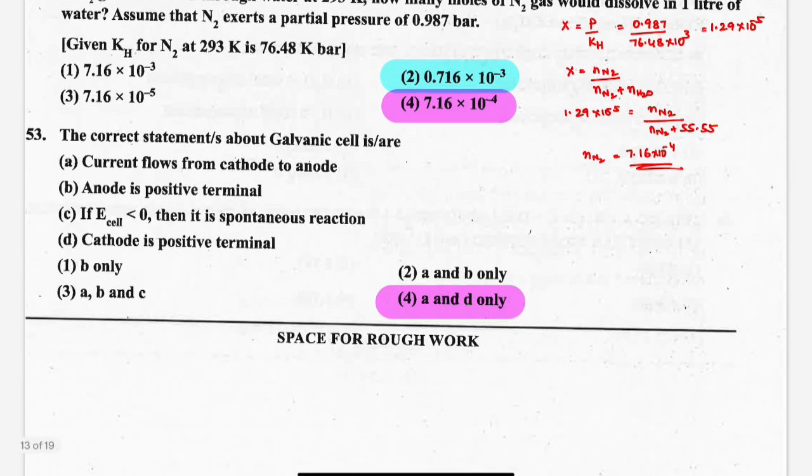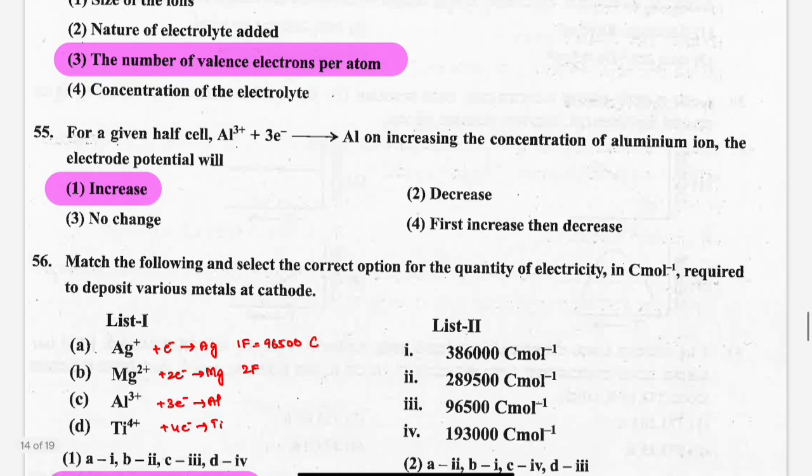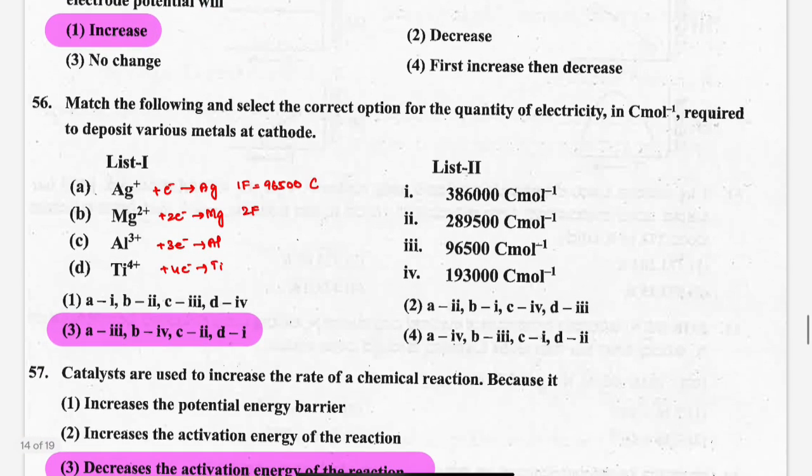The correct statement about a galvanic cell. So A and D are the correct statements. Current flows from cathode to anode. Anode is a positive terminal. Here it is wrong because this is a negative terminal. And here, if delta E cell is less than 0, then it is spontaneous. This is wrong because it should be greater than 0. The electronic conductance depends on the number of valence electrons per atom. For a given half cell, Al3+ plus 3 electrons giving aluminium, on increasing the concentration of aluminium ion, the electrode potential will increase.